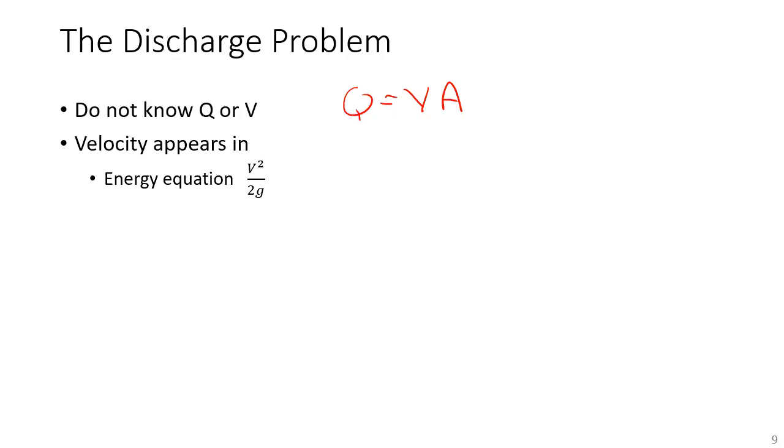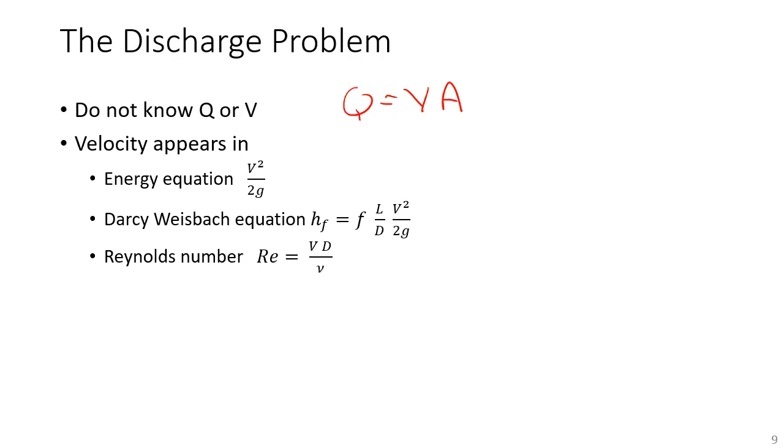Velocity appears in the energy equation as the velocity head. It appears in the Darcy-Weisbach equation, again, as the velocity head. But remember, embedded in the friction factor, we need to know, for example, the Reynolds number in order to find the friction factor in order to find the velocity. And so the velocity is also buried in the Reynolds number.